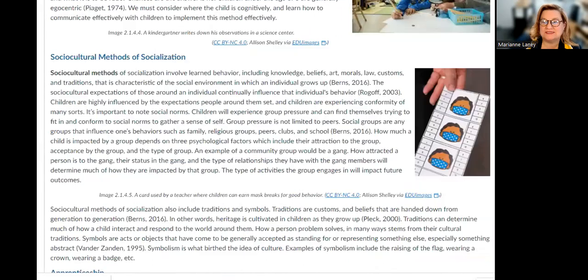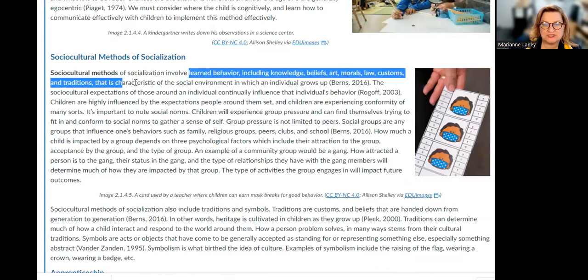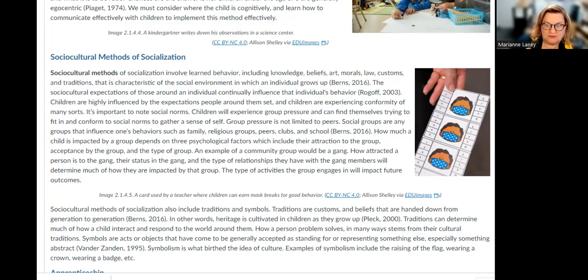Let's see. Sociocultural. This has to do more with our culture here. Our behavior, including our learned behavior, including knowledge, beliefs, art, morals, laws, customs, and tradition. So, for example, Christmas was like a month and a half ago. There are so many expectations about what we do, when we do it, how we do it, how much money to spend, where we go, who makes the food, who has the tree. Every family does that differently too. I mentioned that we do things a little bit different.